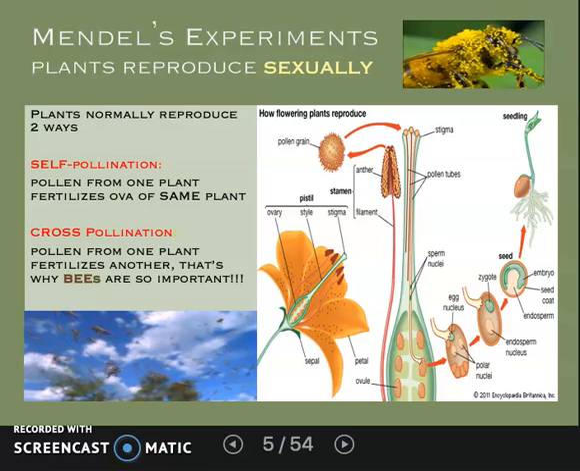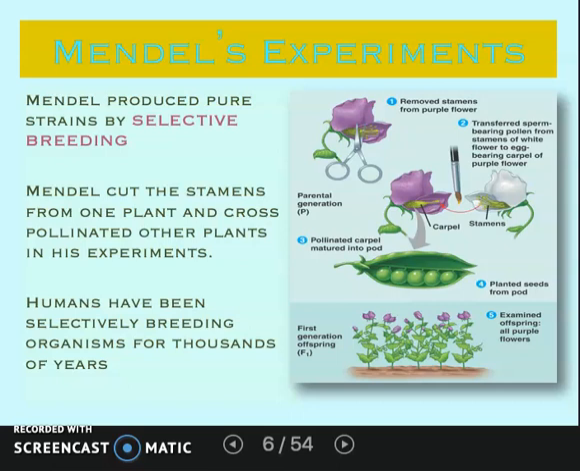So self-pollination versus cross-pollination. What Mendel did was that he took pollen from a plant that he desired to cross and delivered it to his other selectively bred plant. He did this with a paintbrush and some scissors, so it's a relatively simple process.